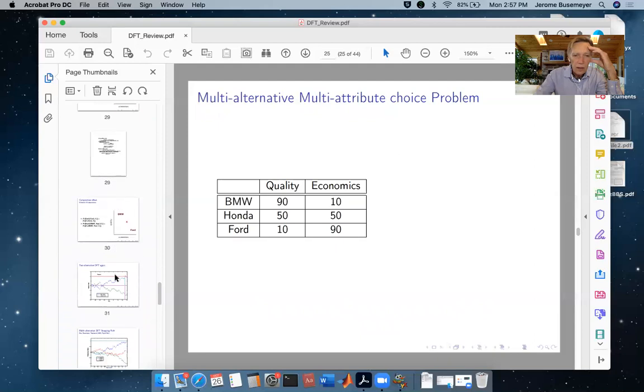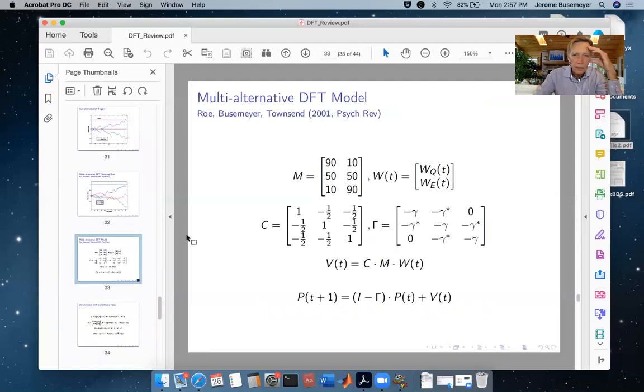And so the way we work this theory now is we have this multi-attribute, multi-alternative matrix. The columns are the attributes and the rows are the alternatives, and so this is the M matrix. Then we have a weight vector. This weight vector is the amount of attention that you're putting on each attribute. Now we're assuming that your attention is shifting over time.